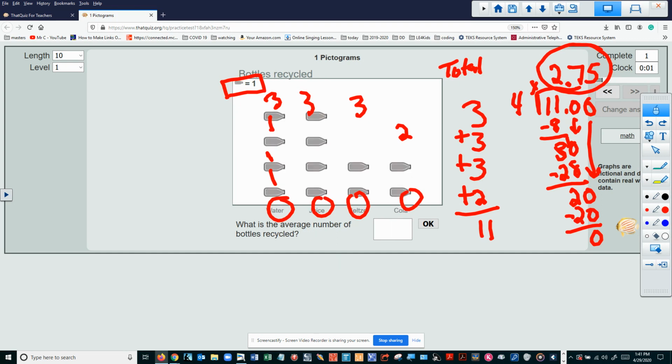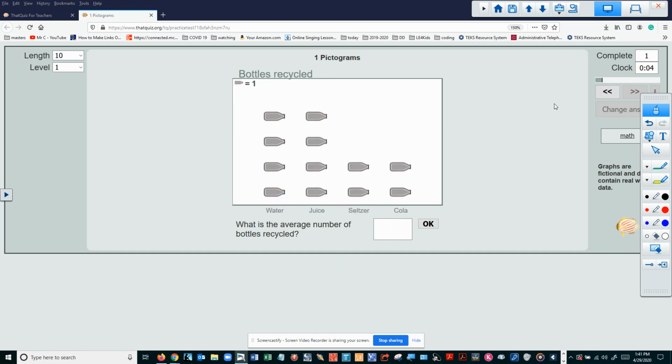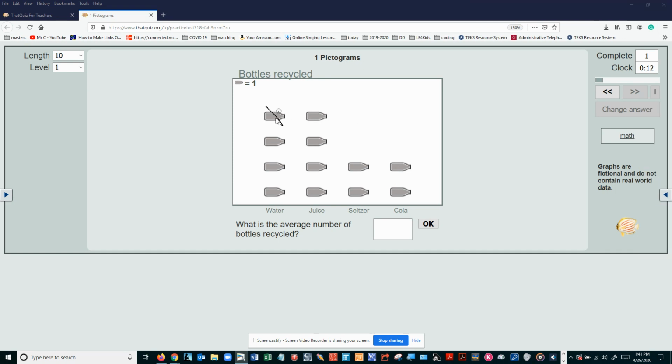Now, on this next one, I should have left that. On this one here, you could do the same thing, but I want to show you another thing that you could do. We could come over here and X out that one and put a little bottle here. X out that one, put a little bottle here. Don't laugh at my bottles. And you would see that all of them have 3. And that'd be an easy fix.